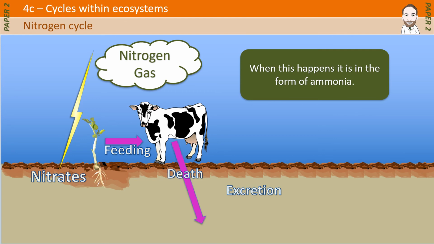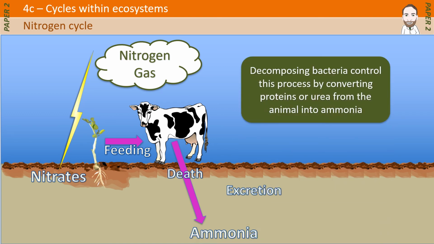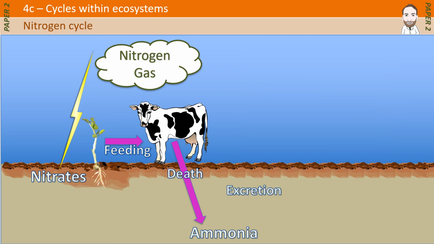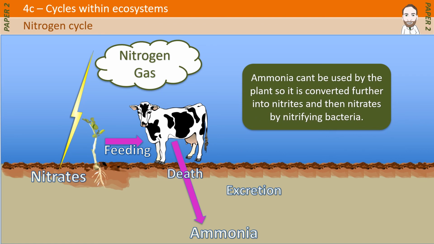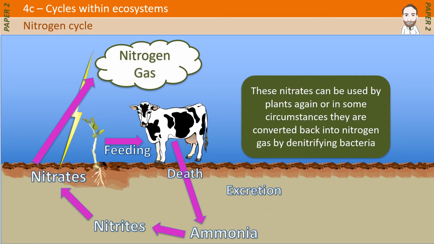Decomposing bacteria turn the protein and the urea into ammonia. However, ammonia is not suitable for the plants, so nitrifying bacteria convert it to nitrites and then into nitrates. These nitrates can be used again by the plants or turned back into nitrogen gas by another type of bacteria called denitrifying bacteria. There are 4 types of bacteria in total.